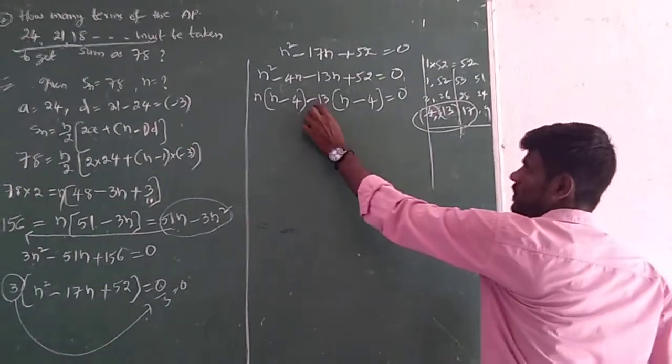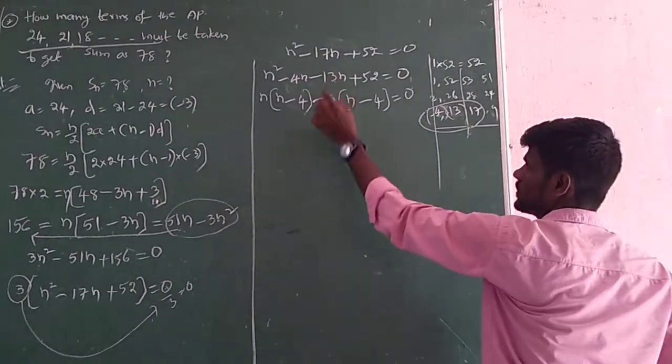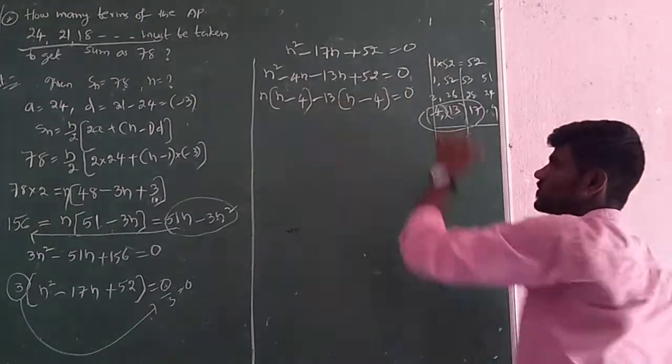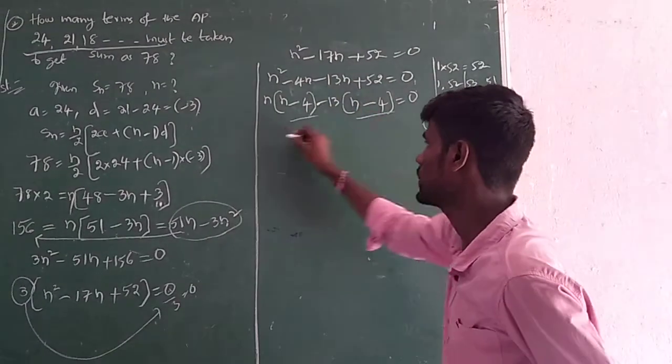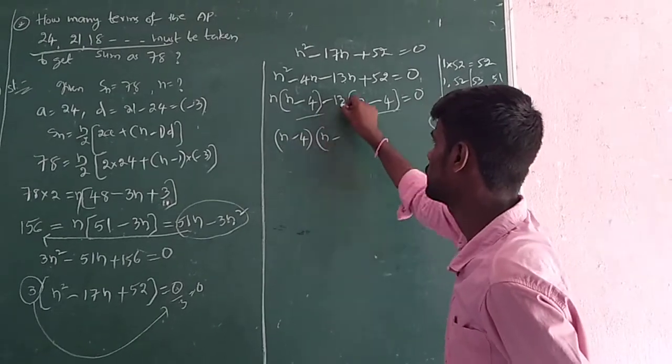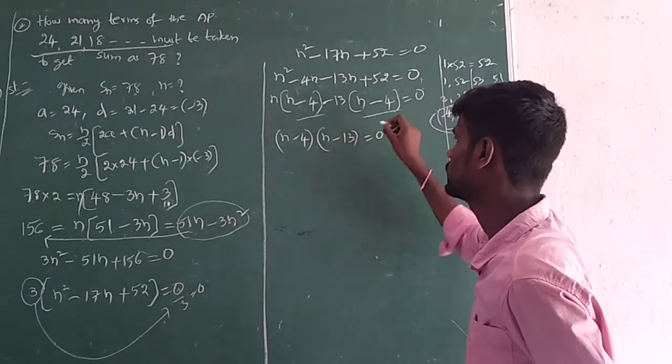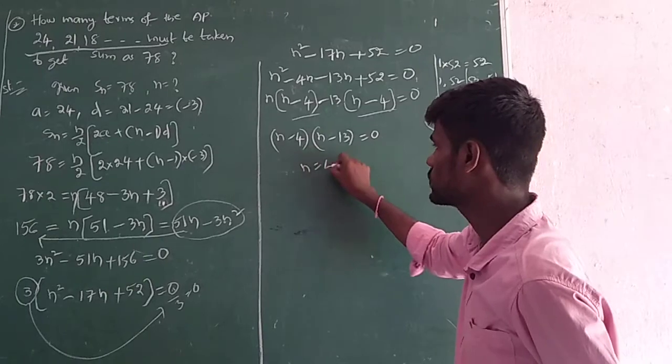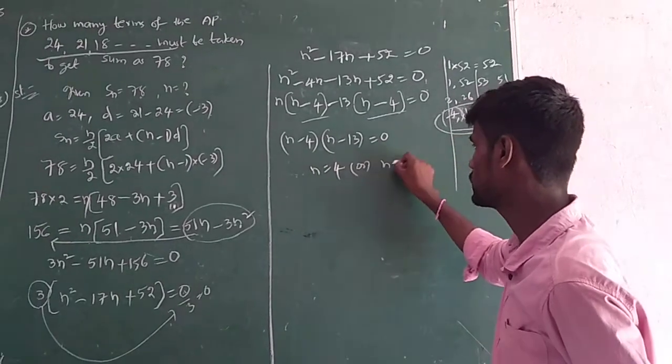Now verify. Minus into plus, minus 13 into n, 13n. Minus into minus plus, 13 4 is 52. Like that. So n minus 4 is common. n minus 4. Next what will we get? n minus 13 equals to 0. Means what will we get? n equals to 4 or n equals to 13.